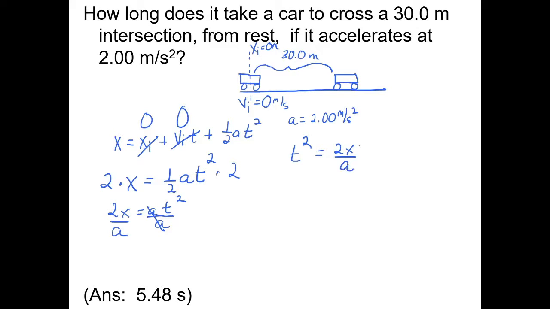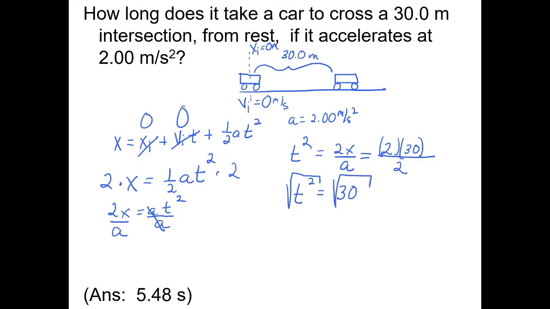Now, don't memorize that equation. We need to know how to do the algebra because that can change from equation to equation. Now, I would say you could take the square root of both sides, but let's not do that just yet. Let's do that at the end. Let's just start to substitute. So 2 times 30, and the acceleration was also 2. So those 2's will cancel. So t squared is 30.